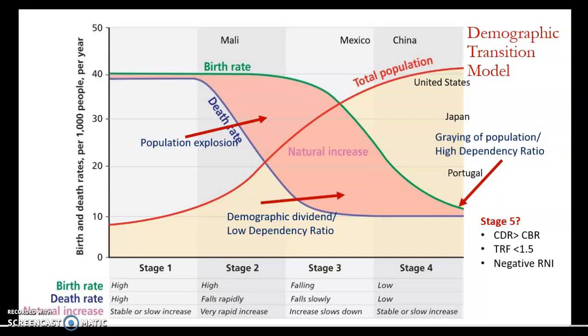Now, the reason that this is a question is because we don't really have a full generation or two generations of data to support stage 5. A lot of demographers and population geographers are including it in updated demographic transition models, but Greiner sticks with the traditional 4-stage model, which in the next few years, this decade, will most certainly evolve into a 5-stage model.